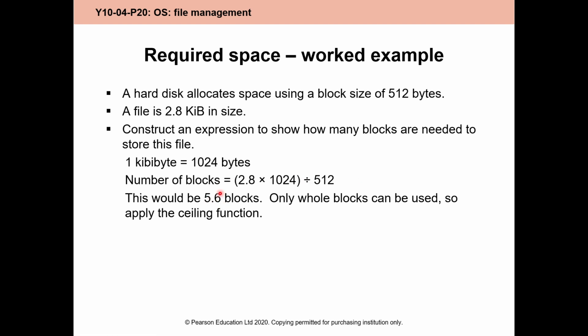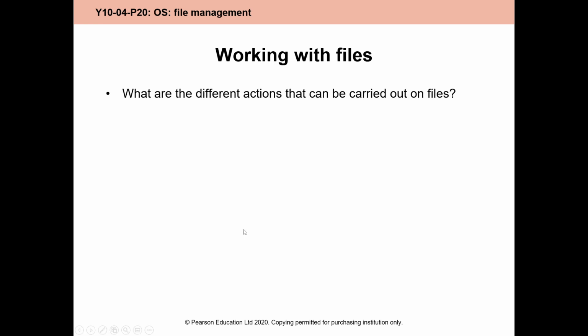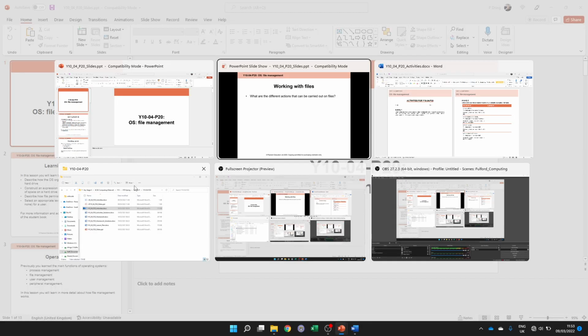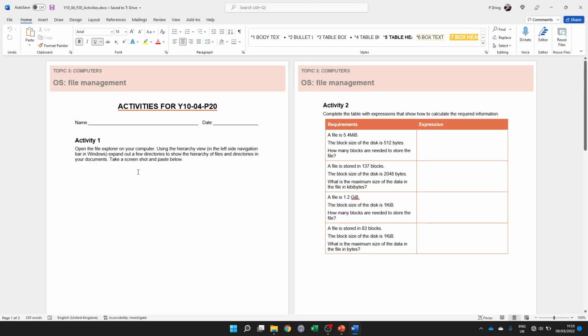You can't allocate 0.6 of a block on a hard disk or a solid state drive, so it's going to take up 6. We'll use the ceiling function, as in round up to the ceiling. So we're going to take 6 blocks. Yeah, this notation here just means round up, but that's a bit unnecessary, so 6 blocks. Do we really need to go through the rest of it just yet? I think it's worthwhile just making a start on this.